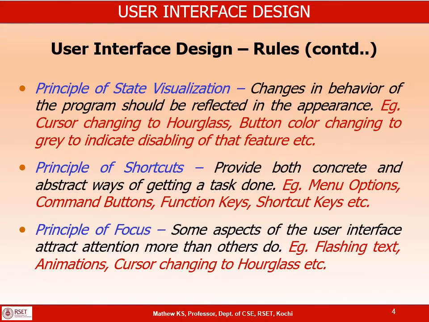The fifth principle, state visualization. Changes in the behavior of the program should be reflected in the appearance of the user interface. For example, when the user sees a cursor change to an hourglass, you will get a feeling that the system is doing some processing. So you will wait for the hourglass to come back to normal. Similarly, when a button is grayed, that's an indication to the user that that functionality is not available at this point of time. That is state visualization. So the button color changing to gray indicates the disabling of that feature.